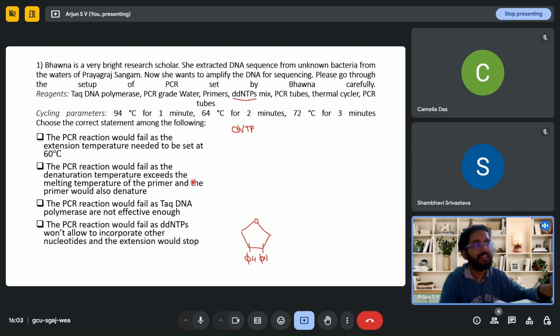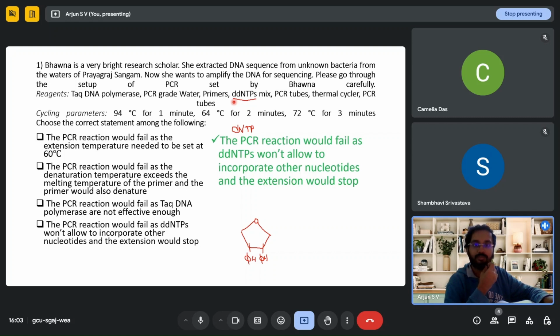Here, the problem lies with the usage of dideoxynucleotide triphosphates, ddNTPs, which is not the case in PCR. You use dNTPs. If you add ddNTPs, your extension won't happen and the extension would eventually stop. So the correct answer is that the PCR reaction would fail, as ddNTPs won't allow other nucleotides to be incorporated and the extension would stop. So option D is correct.